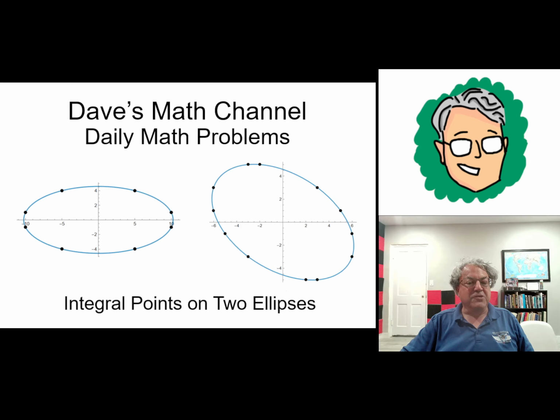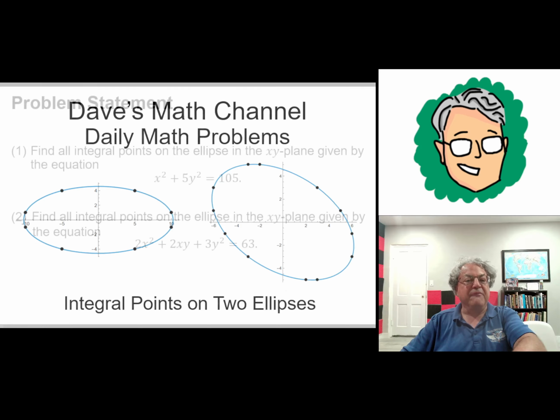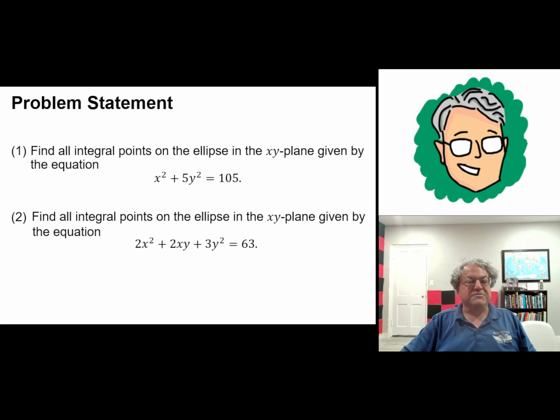So anyway, today I'm going to talk about how we can find integral points on two given ellipses. Let's begin. So here's the problem statement. This is actually two daily math problems, very similar ones. I think I posted one like 3 days ago, the other one the next day.